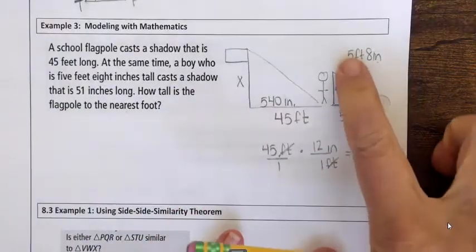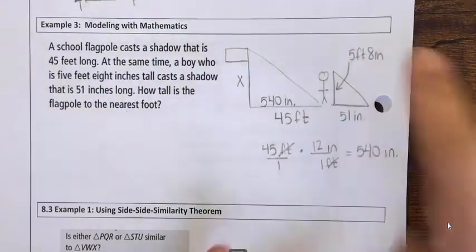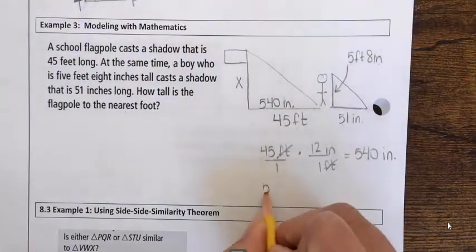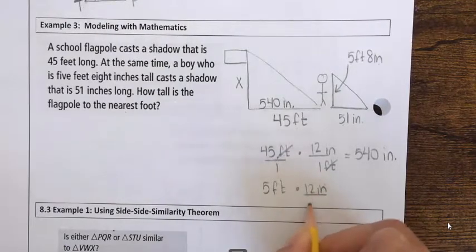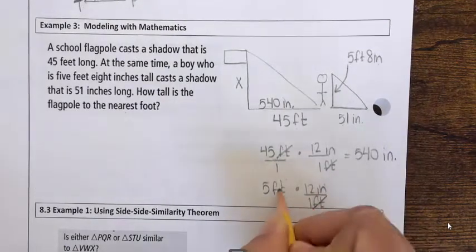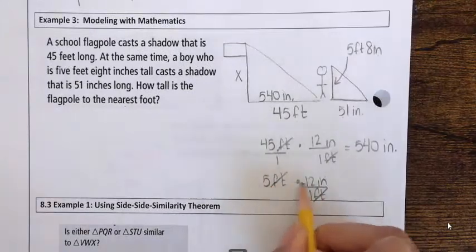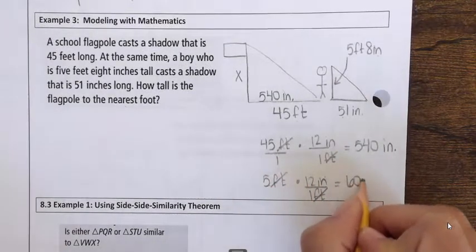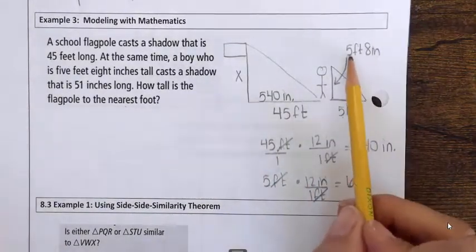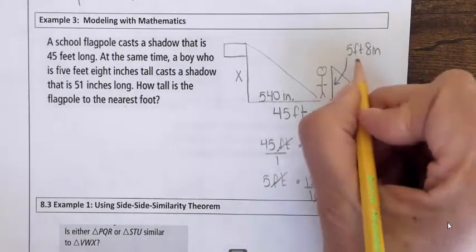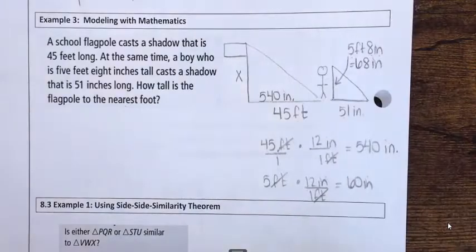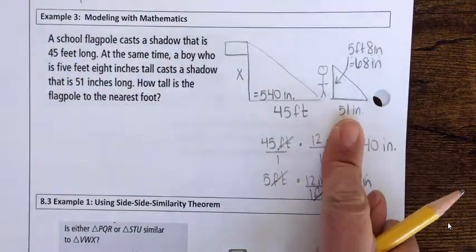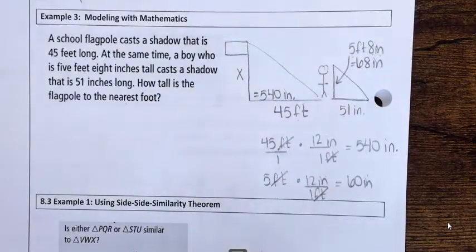Now this guy, he's 5 feet 8 inches. So let's figure out 5 feet. How many inches is that? Well, that's 12 inches per 1 foot. The feet reduce. Once again, 5 times 12 is 60. So he's actually 68 inches. And I think that's already in inches. Okay, so I'm going to use my inches to help me.